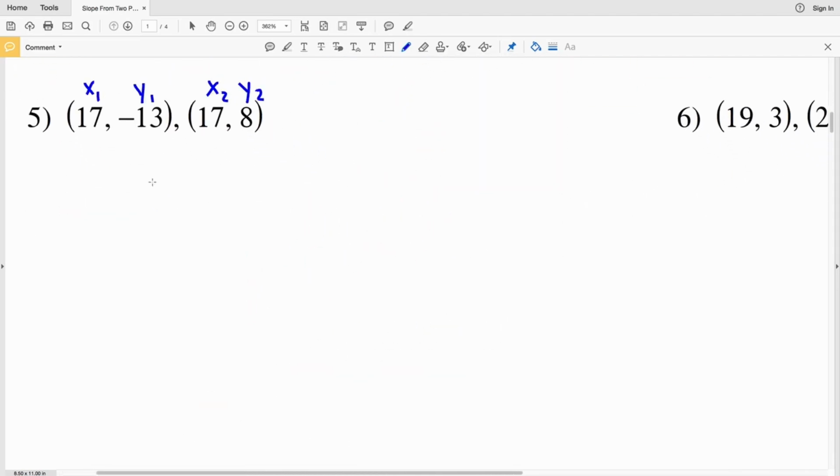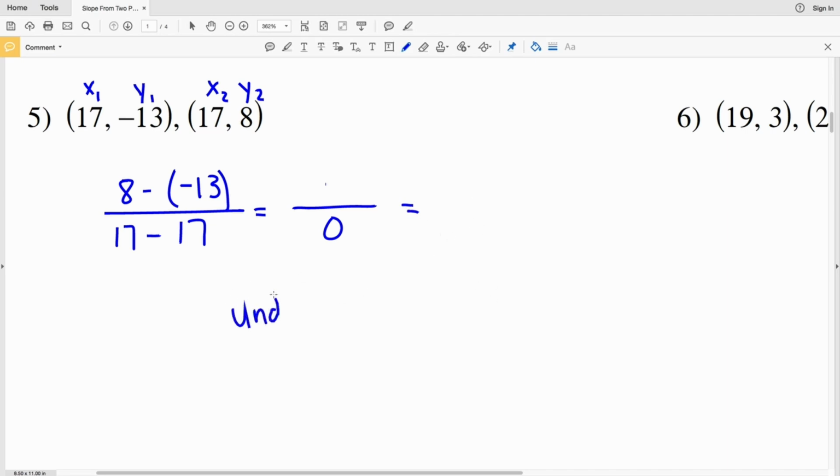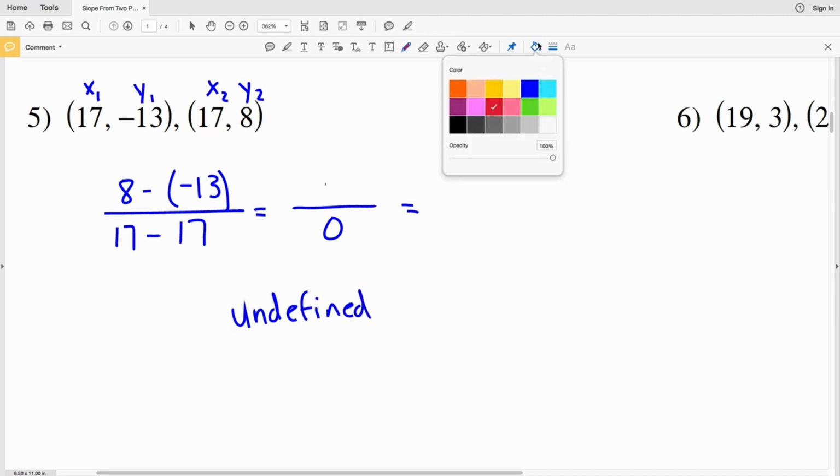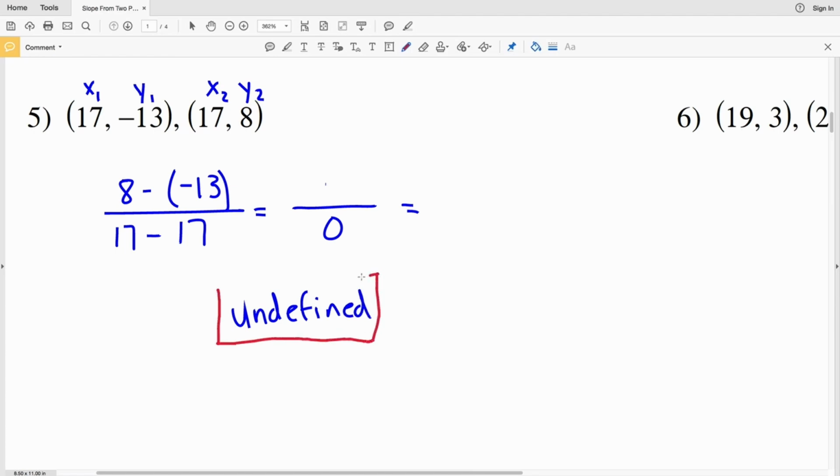In number 5, we'll do 8 minus a negative 13, y2 minus y1, over x2 17 minus x1 of 17. It doesn't matter what 8 minus negative 13 is, because 17 minus 17 is 0, and any number over 0 is undefined. So our slope in number 5 is undefined. So if we were to graph this, we would get a vertical line.